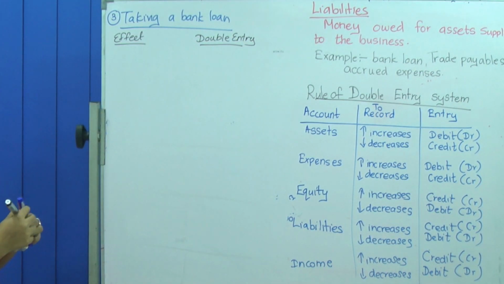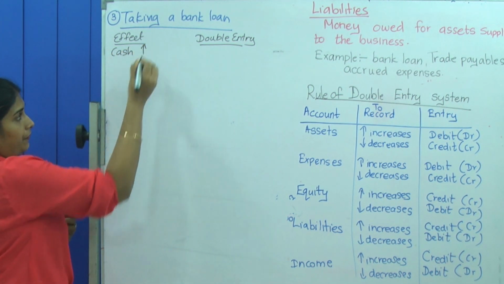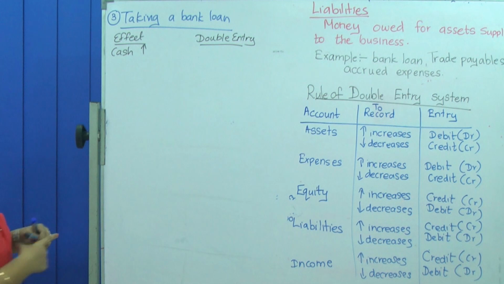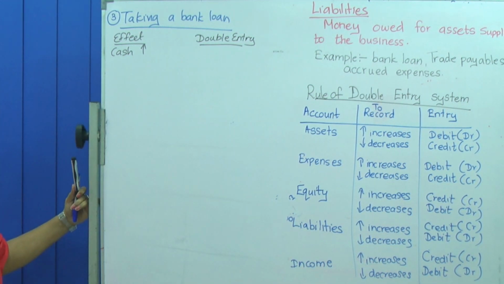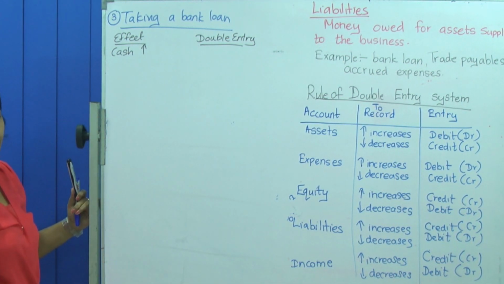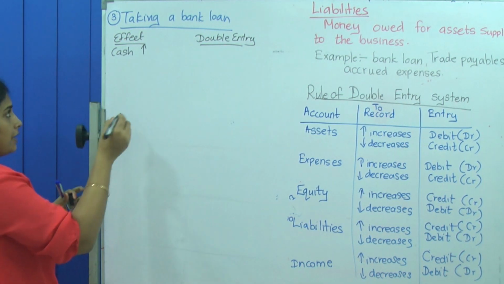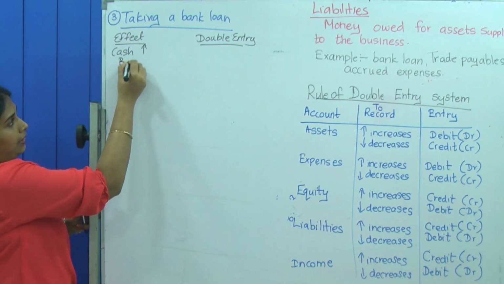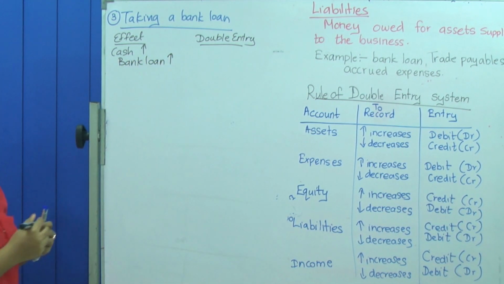The effect is when you take a bank loan, they give you cash. So cash inside the business increases. But when you take a bank loan, it creates a liability for you. That means when you take a bank loan from a bank, in the near future you are liable to pay them back. So the effect is when you take a bank loan, cash is definitely increasing, but the same amount of bank loan as well increases.